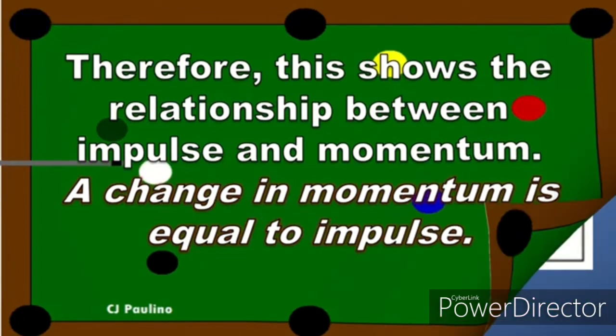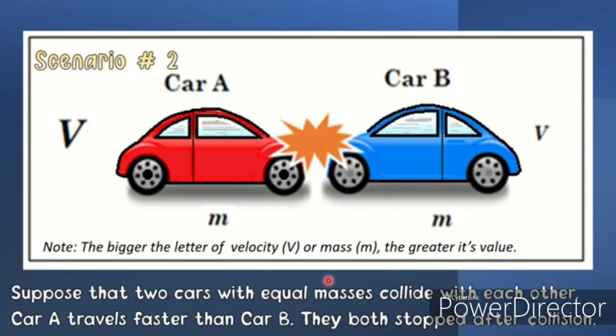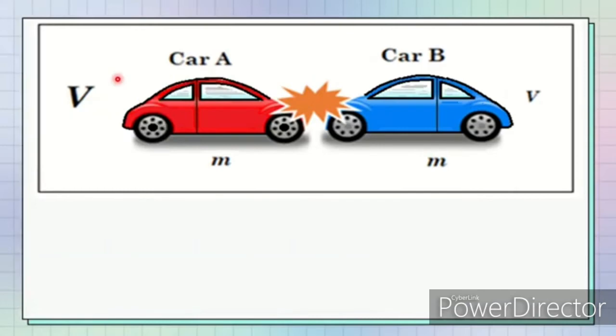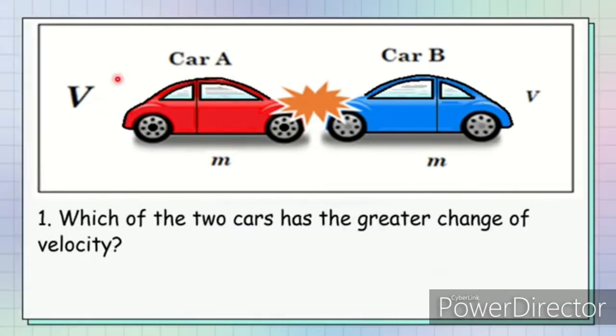Let's have another scenario. Suppose that two cars with equal masses collide with each other. Car A travels faster than car B. They both stop after collision. Note that the bigger the value of velocity or mass, the greater its value. And in this scenario, the greater velocity is car A. Now, given this scenario, which of the two cars has the greater change of velocity? The answer is car A.